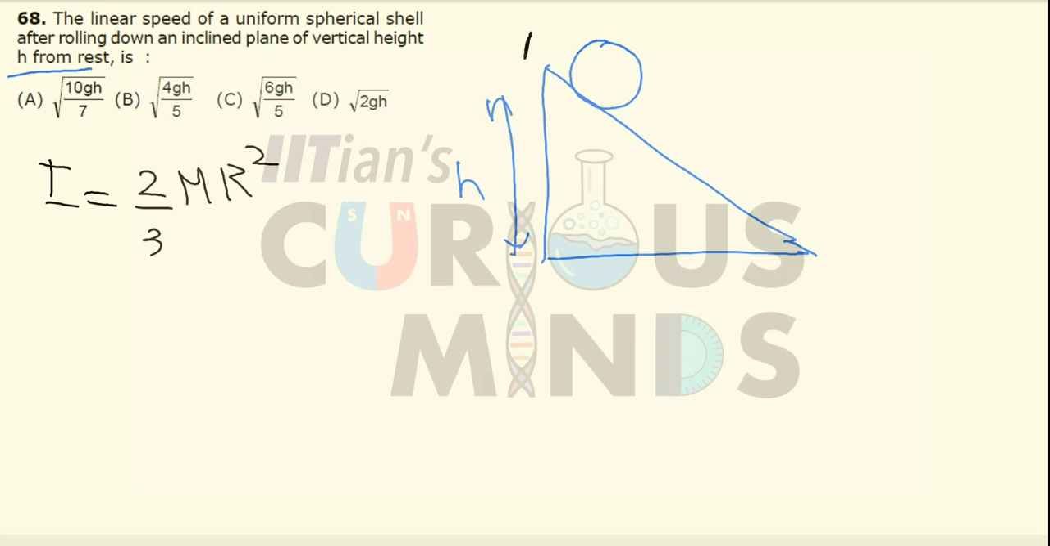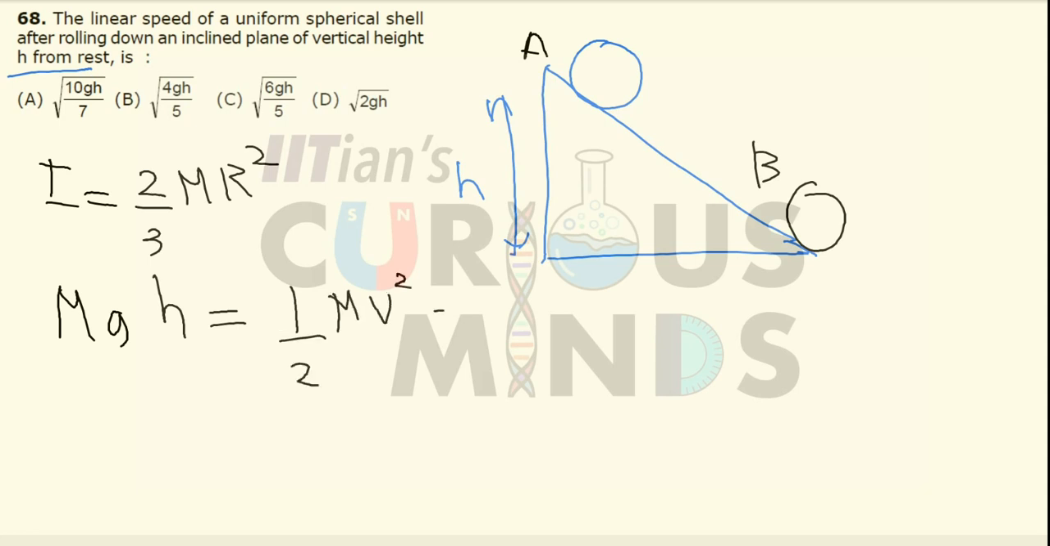Now the potential energy at the top will be equal to the kinetic energy at the bottom. That is, the total energy at point A will be equal to total energy at point B. So total energy at point A will be equal to mgh. It will be equal to kinetic energy at the bottom, which is half mv square plus half I omega square. Okay, we have to find out the linear velocity over here.